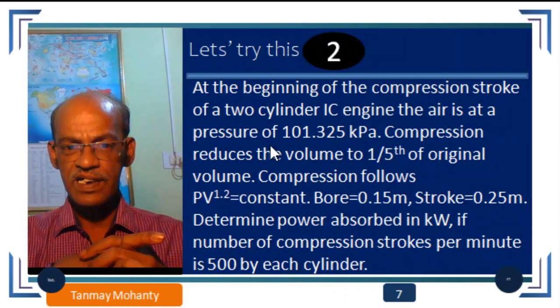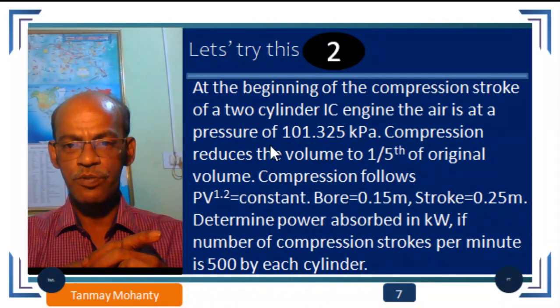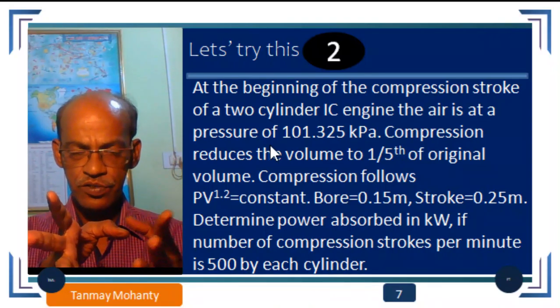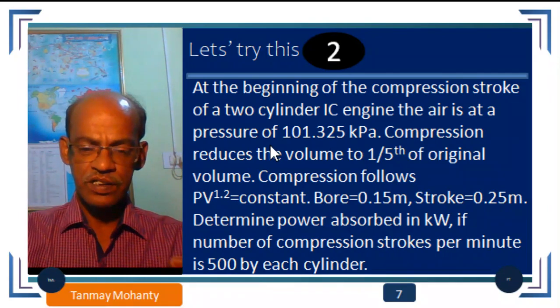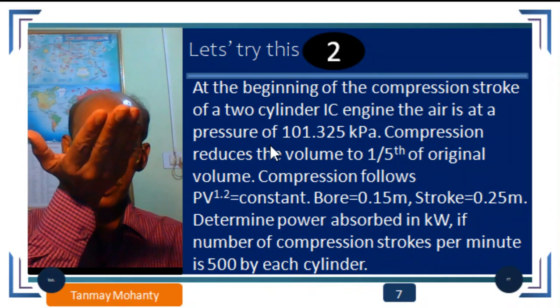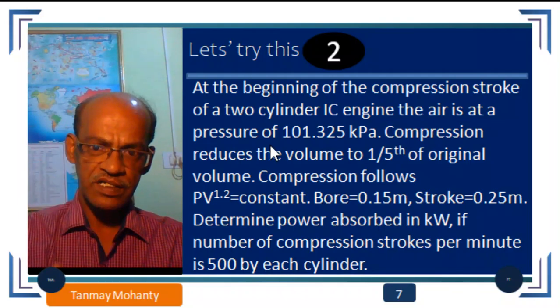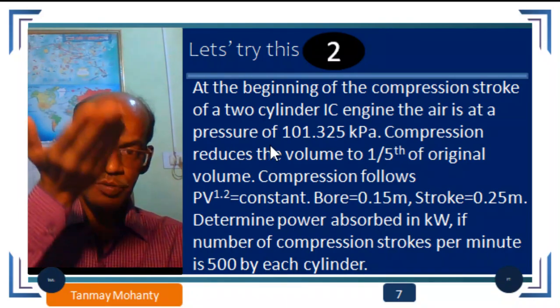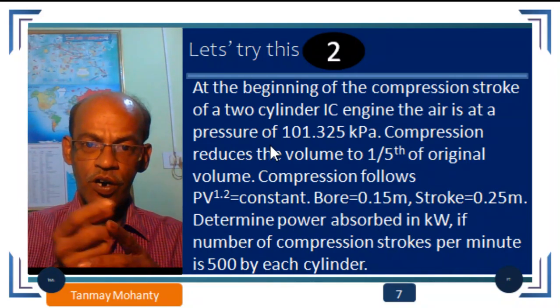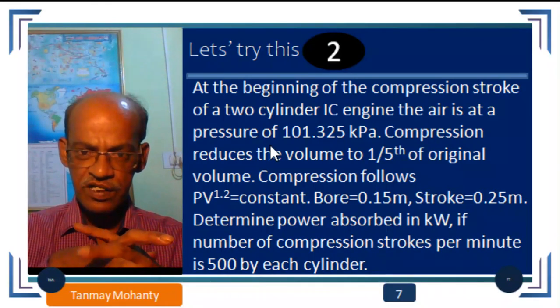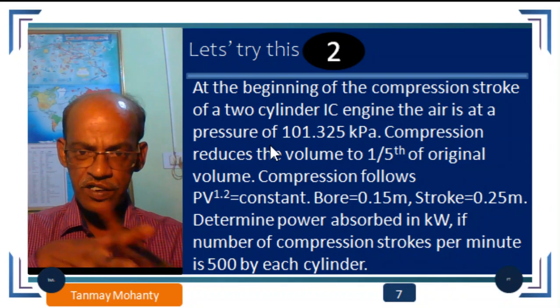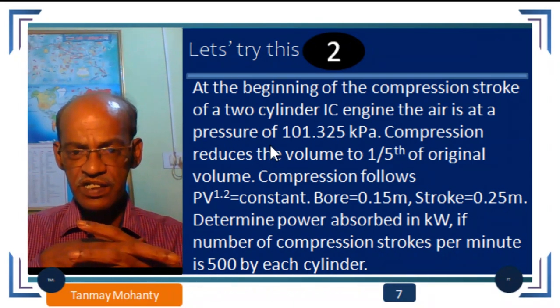Question goes like, at the beginning of the compression stroke, again that stroke in the animation we showed, there is a compression. This piston is moving from bottom to top, thereby compressing the gas. From bottom to top it is moving, compression stroke of a 2-cylinder IC engine. An IC engine need not have only one cylinder. There can be 2 cylinders, there can be 3, 4, 6 cylinders.